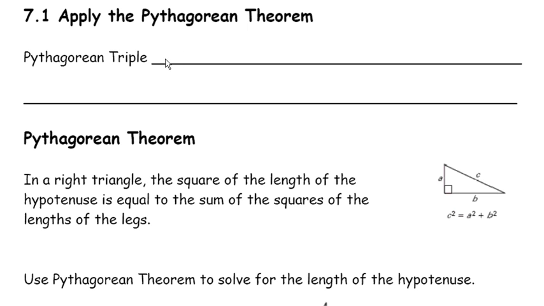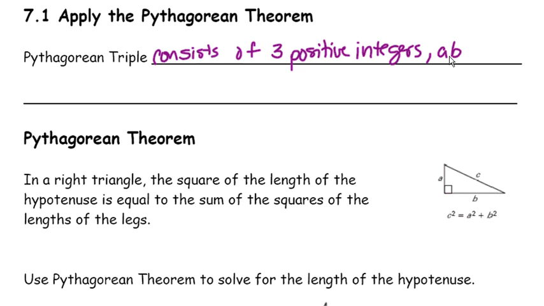A Pythagorean triple consists of three positive integers, which we're going to call a, b, and c, such that a squared plus b squared equals c squared. So it's a pattern that you will see repeated in right triangles, a pattern of numbers, and the numbers are all positive integers.